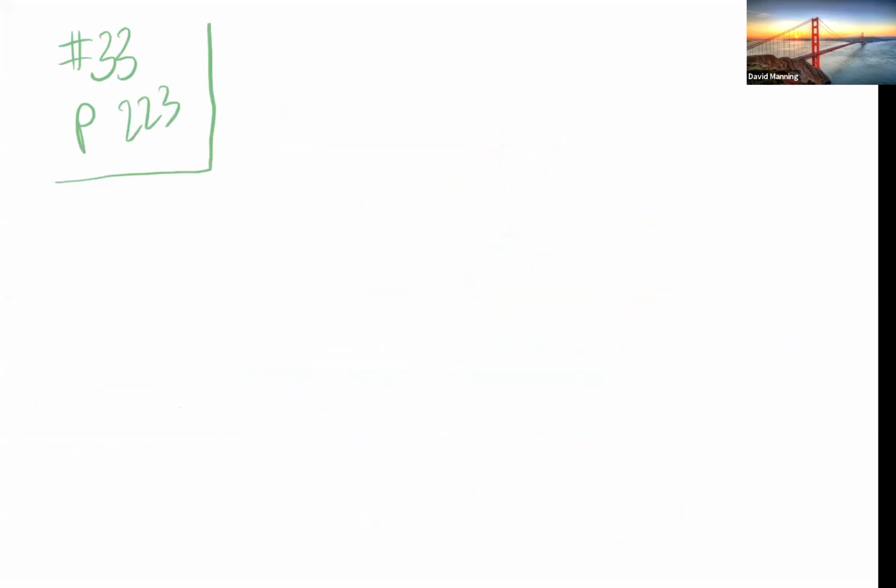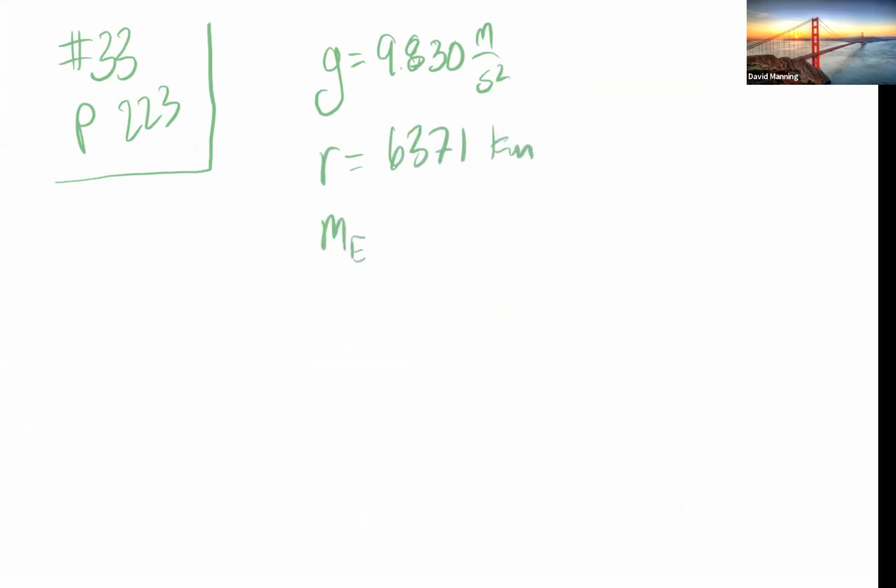It says the acceleration due to gravity at the North Pole is 9.830 meters per second squared, and the radius of the Earth is 6,371 kilometers. Find the Earth's mass. Give that a try.